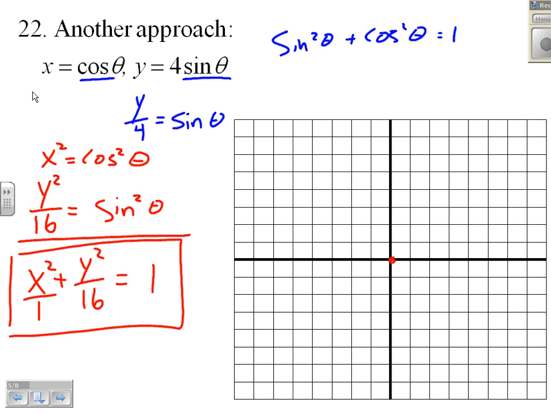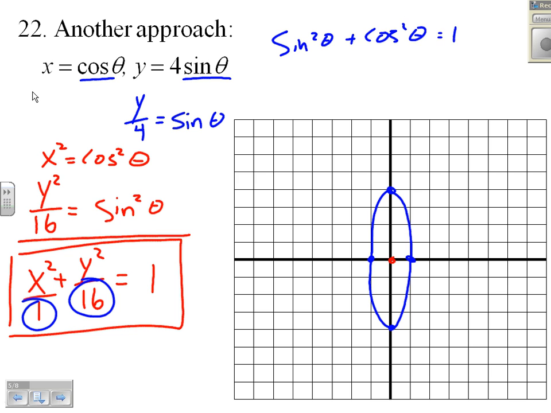I want to go to the right one, to the left one, up 4, down 4. Right one, left one, up 4, down 4. And that should look pretty familiar unless you have a worse short-term memory than even I do.